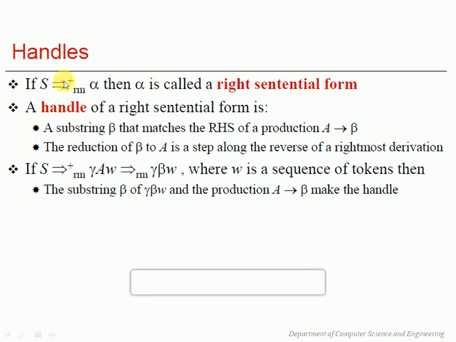So to go about bottom up parsing, you need to know what a handle is. You already know what a right sentential form is. If you take this example here, S, that is the start symbol, derives alpha in multiple steps using a rightmost derivation. So in this case, alpha is a right sentential form. Whenever you have a rightmost derivation, at each step you will get a right sentential form.